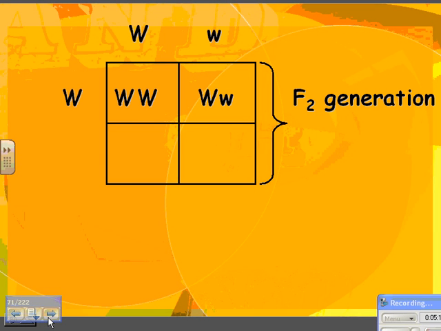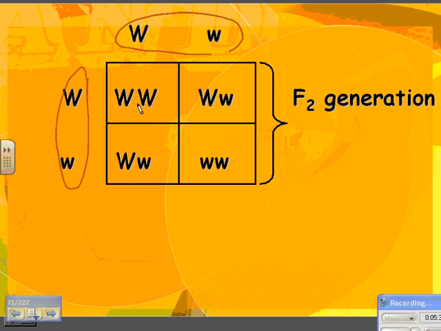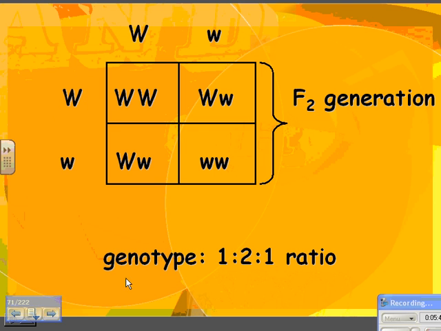And so the important thing with this is that you put dad's sperm on one side and mom's eggs on the other side. I don't care which one, but you can't put hers here and his over here. You've got to pick a side for dad and pick a side for mom and stick with it. So when you fill them in, you've got one homozygous wire hair, two heterozygous wire hair, and one homozygous smooth. So that genotypic ratio is 1 to 2 to 1: 1 big W, 2 big W, little w, and 1 little w, little w.